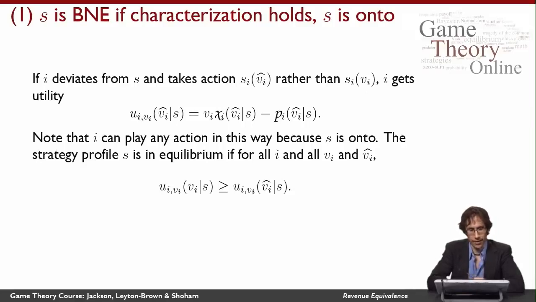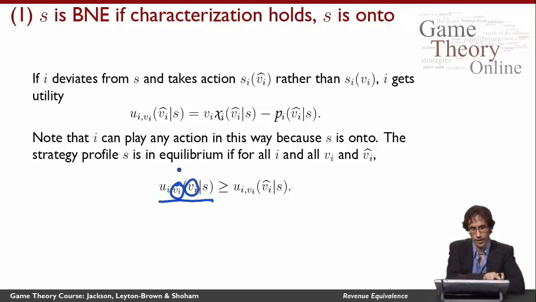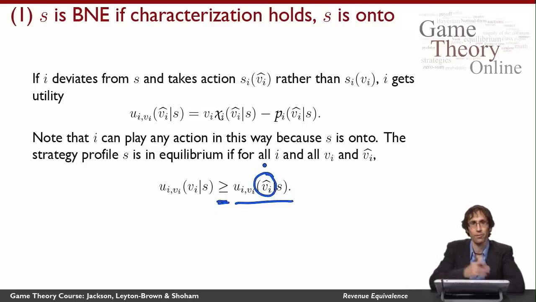So what does it mean then for a strategy profile S to be in Bayes-Nash equilibrium? Well, it means that agent I is best responding by reporting his true type to his own strategy profile rather than lying to himself, sort of like we saw in the revelation principle. So in other words, his expected utility for actually using his true type has to be at least as big as his expected utility for lying to himself and reporting a different type to the strategy profile. If that's true for all agents and for all values that the agent might have and all lies that he might tell, then we have a Bayes-Nash equilibrium.